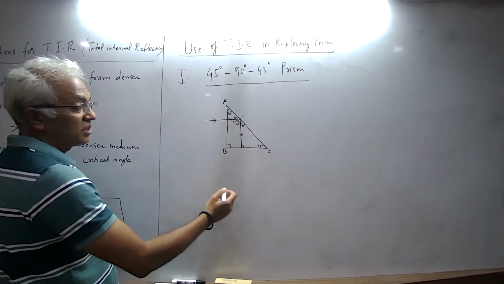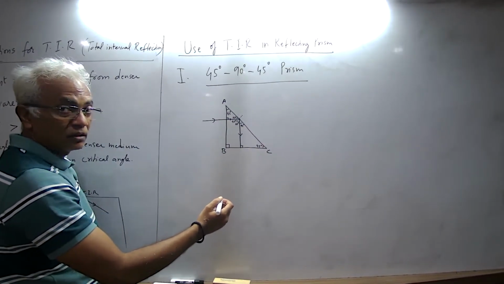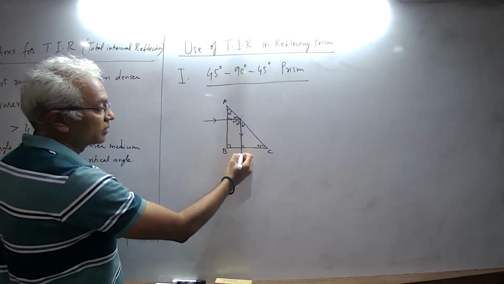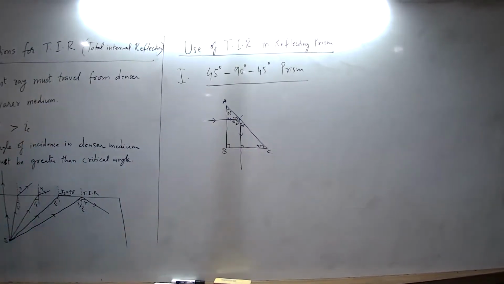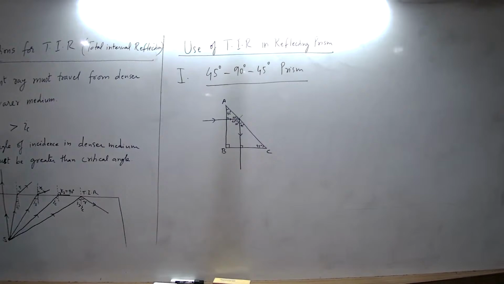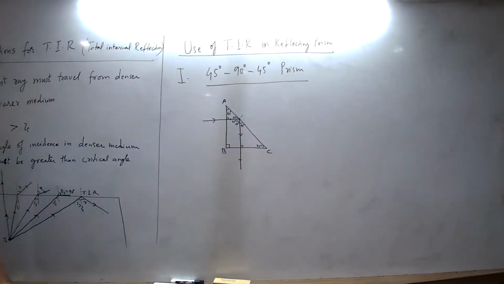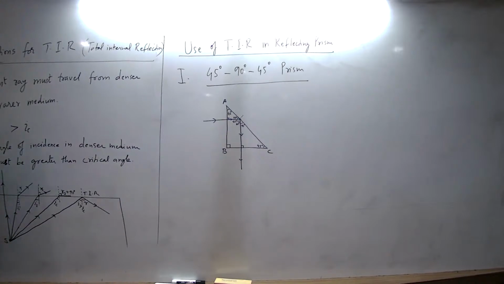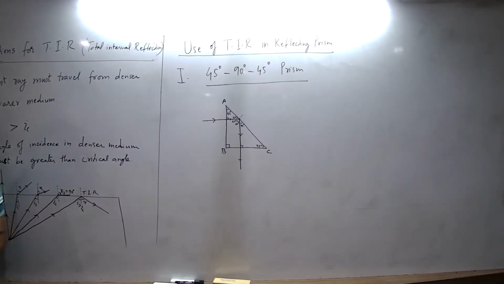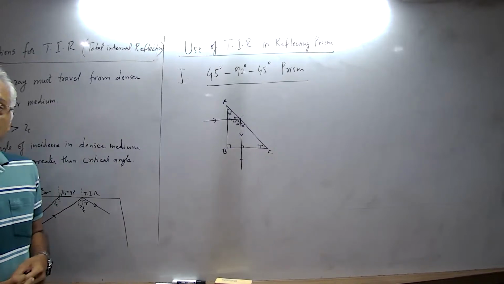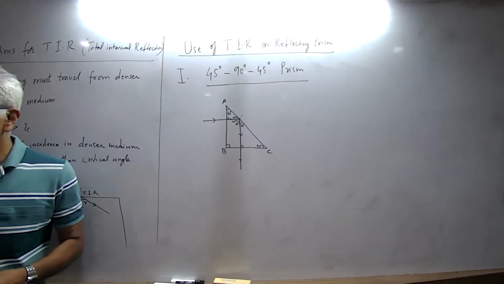So what should happen to this ray now? Comes out straight, right? Okay, so this is what happens. So what is the angle of deviation in this case? 90. How? What is the angle of deviation? How do we define angle of deviation?